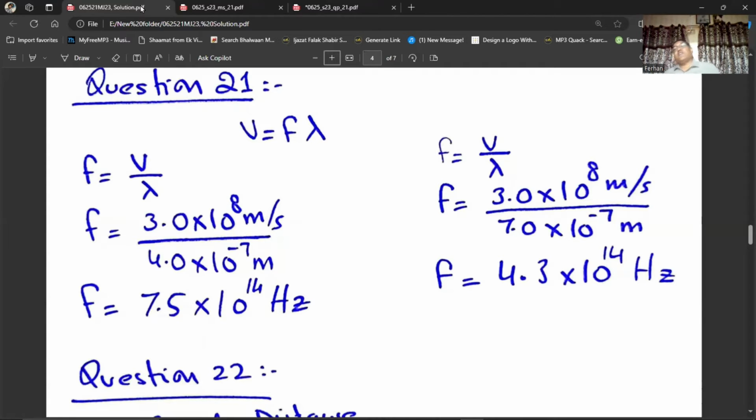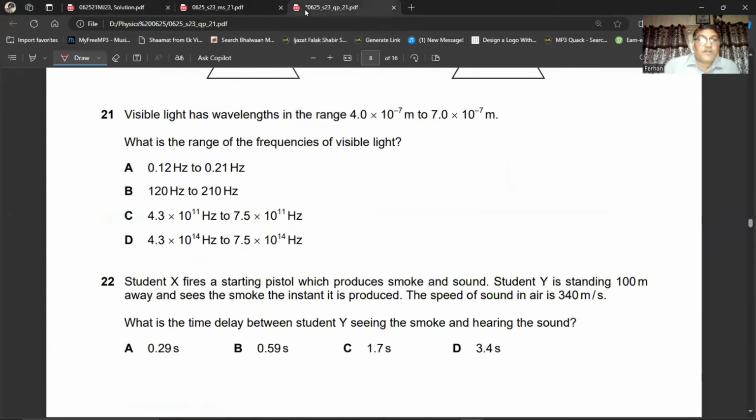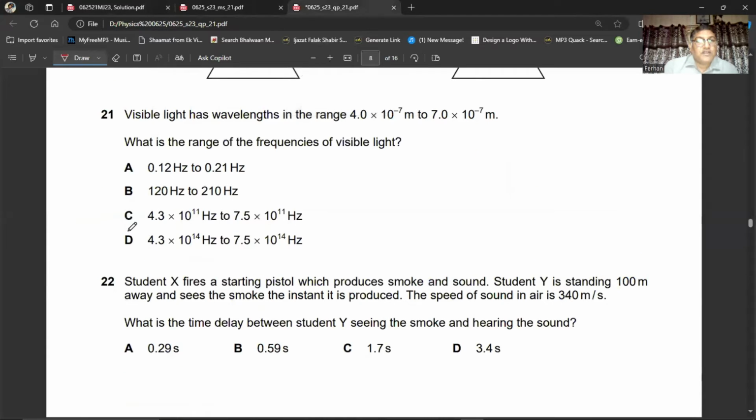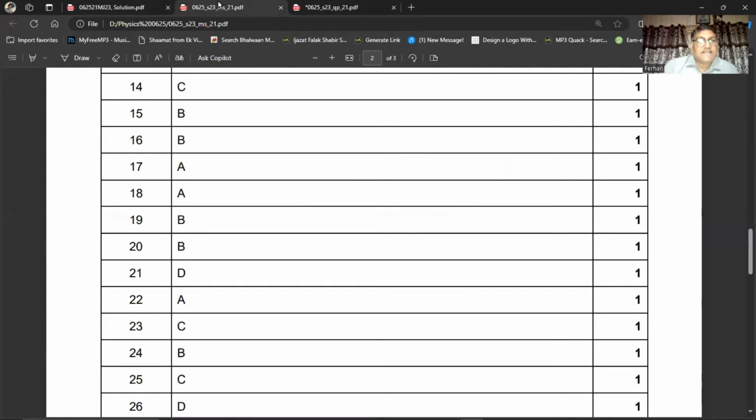So the range is 4.3 times 10 to the power 14 hertz to 7.5 times 10 to the power 14 hertz. 4.3 to 7.5, raised to power 14. Yeah, raised to power 14. So D is the answer. Question number 21, D is the answer.